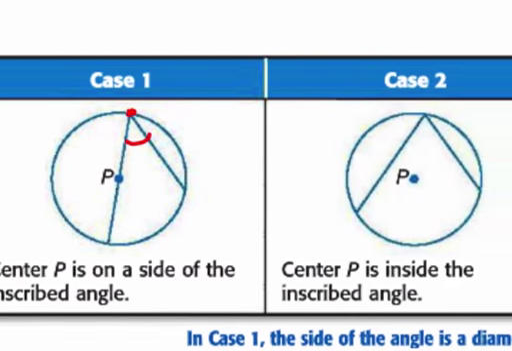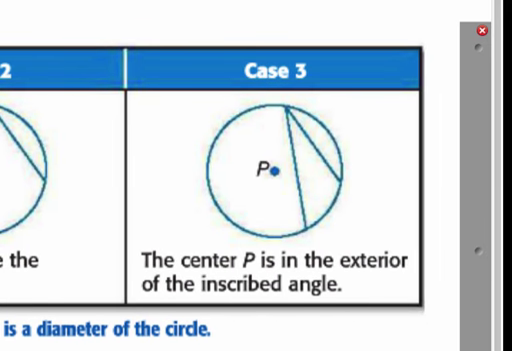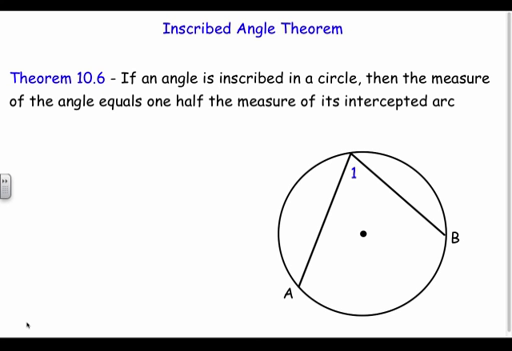Well, we can also have an inscribed angle when the center is inside of the inscribed angle. And it could be where the center is outside of the inscribed angle. But as long as the vertex touches the circle, just like it is in all three cases, and it has sides that are chords, so basically going from the vertex to another point on that circle, it would be an inscribed angle because it's drawn kind of inside the circle. And our one theorem with this is that if an angle is inscribed in a circle, then the measure of the angle equals 1/2 the measure of its intercepted arc.